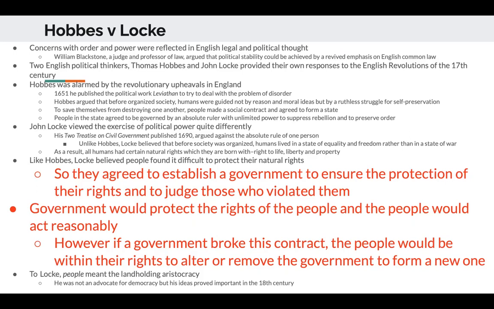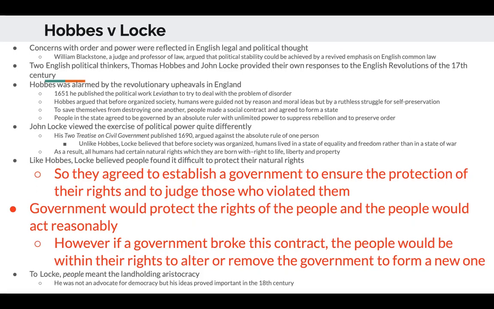His Two Treatises on Civil Government, published in 1690, argued against the absolute rule of one person. Unlike Hobbes, Locke believed that before society was organized, humans lived in a state of equality and freedom rather than a state of war. As a result, all humans had certain natural rights which they were born with: the right to life, liberty, and property.